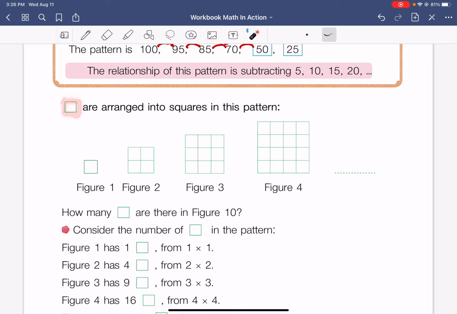These tiles or squares are arranged into squares in this pattern. Figure 1, we have 1 square. Figure 2, we have 1, 2, 3, 4 squares. Figure 3, we have 1, 2, 3, 4, 5, 6, 7, 8, 9 squares. Figure 4, we have 1, 2, 3, 4, 5, 6, 7, 8, 9, 10, 11, 12, 13, 14, 15, 16.